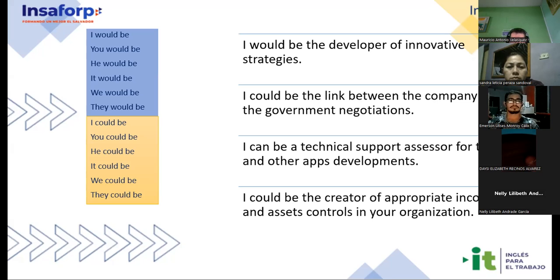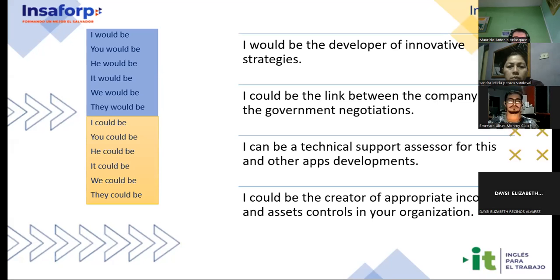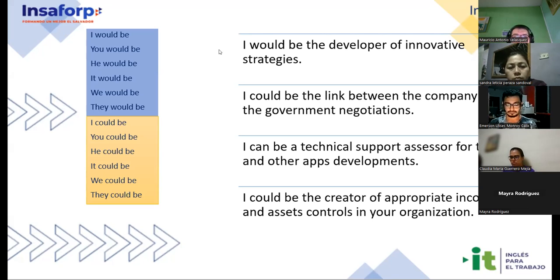Okay, vamos. A ver, ¿quién quiere leer la número uno? Who wants to read number one? Yo, teacher. Okay, please do. I could be the developer of innovative strategies. Very good. Innovative, right? Innovative strategies. Okay, let's read the second one.